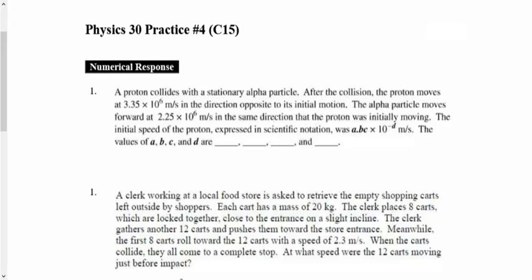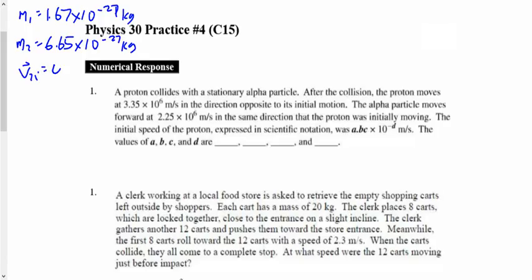The mass of a proton, we're going to call the proton mass 1. The mass of the proton is 1.67 times 10 to the minus 27 kilograms. And the mass of the alpha particle, we'll call that mass 2, is 6.65 times 10 to the minus 27 kilograms. Again, just simply from our data sheet. The alpha particle is stationary, so we're going to say V2I is 0 meters per second.